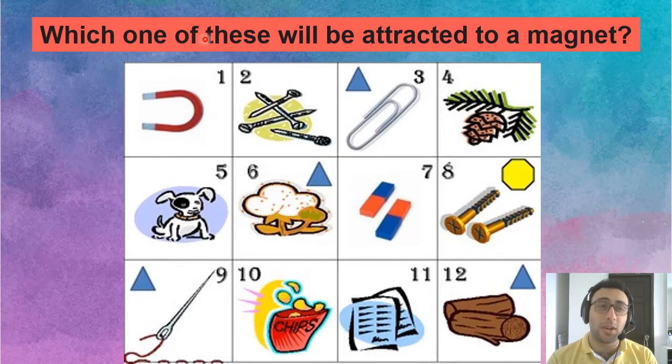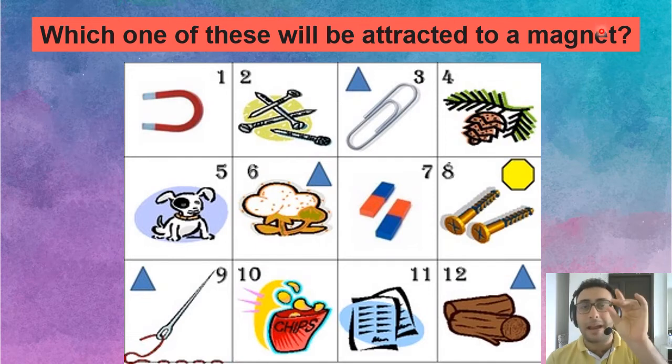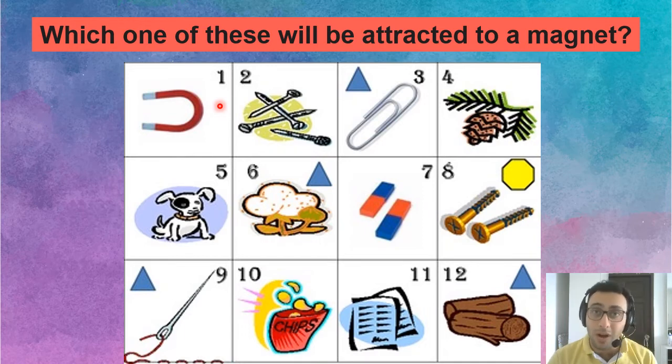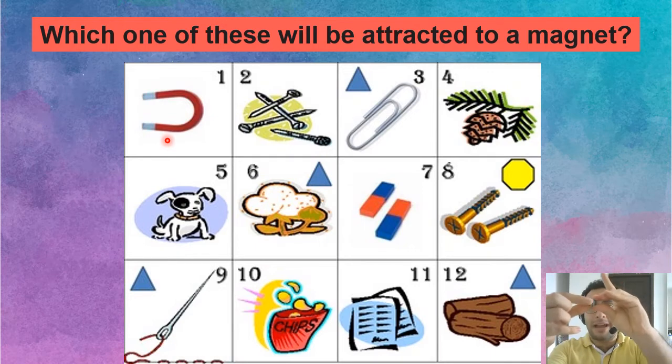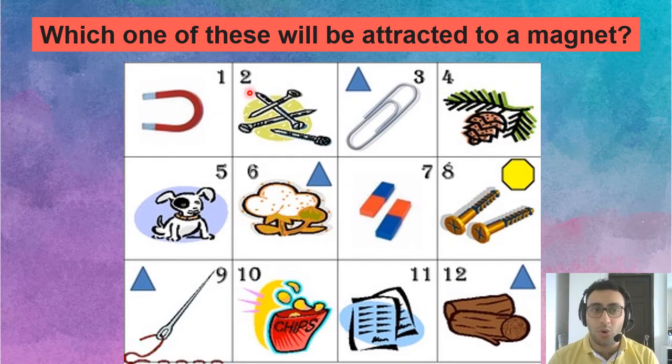Okay guys, now I have some questions for you. Which one of these will be attracted to a magnet? So imagine you have a magnet. Which one of these will get attracted to the magnet? Number one, a magnet. Yes, a magnet will get attracted to a magnet like this. Number two, a needle point. Yes, a needle point is usually made of metal. Number three, a clip. Yes, clips are made of metal too, so they get attracted to a magnet.